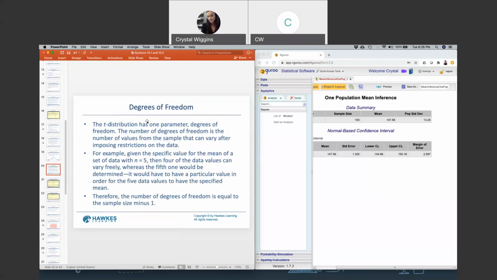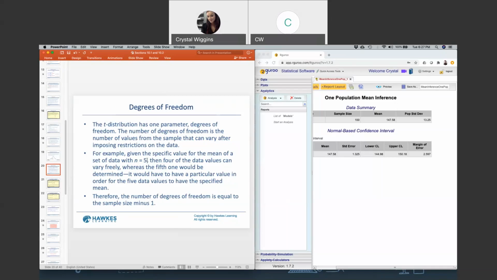Now, the t-distribution has one parameter, and that is again called the degrees of freedom. The number of degrees of freedom is the number of values from the sample that can vary after imposing restrictions on the data. So for example, given the specific value for the mean of a set of data with n equals 5, so think about it.